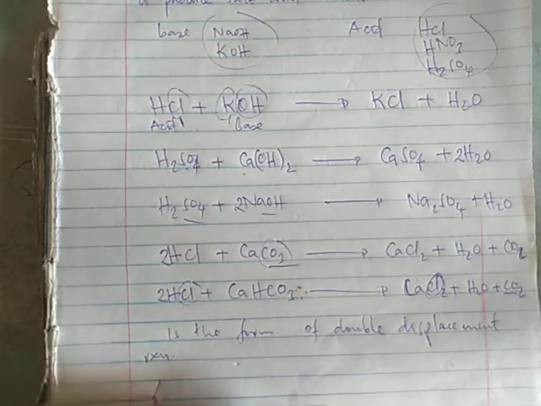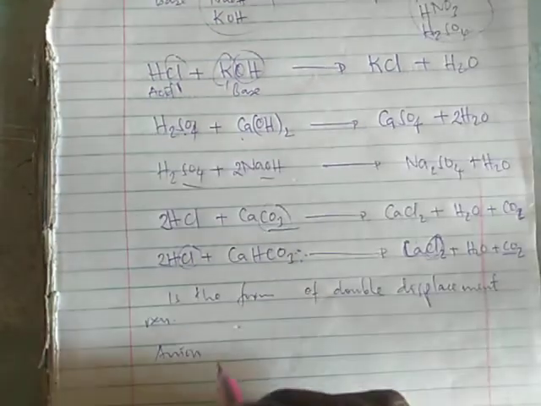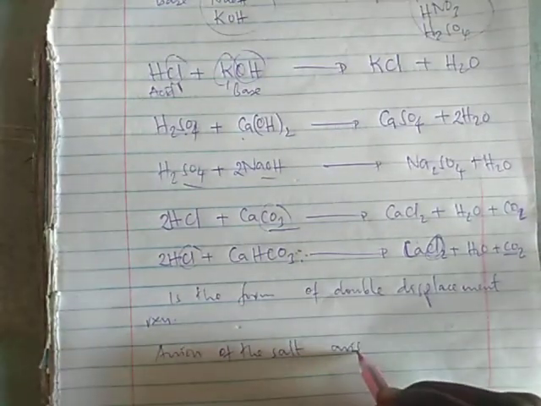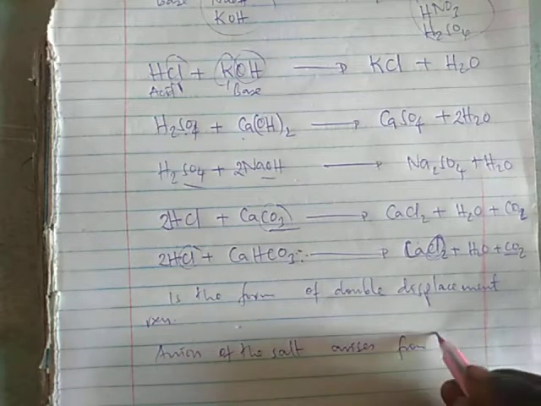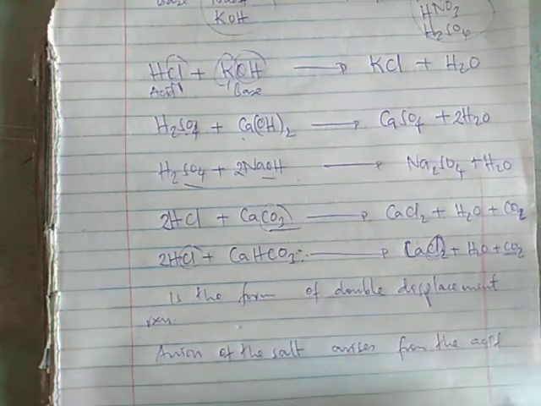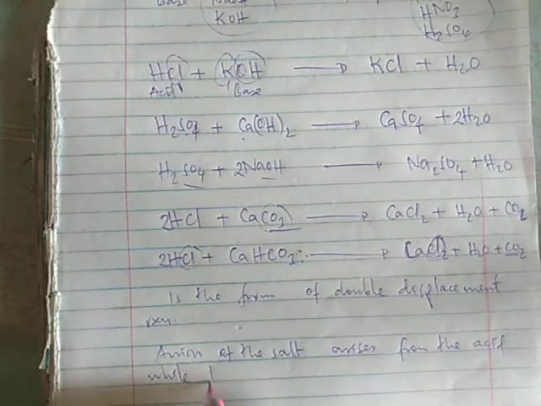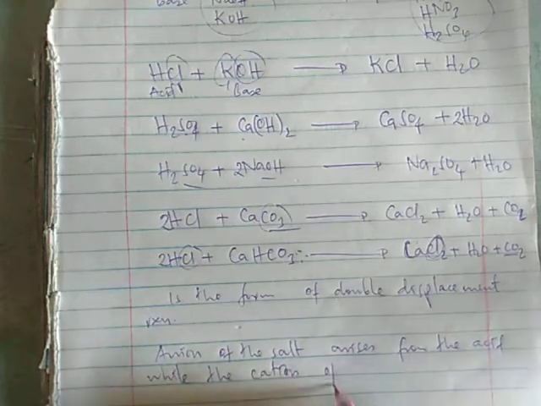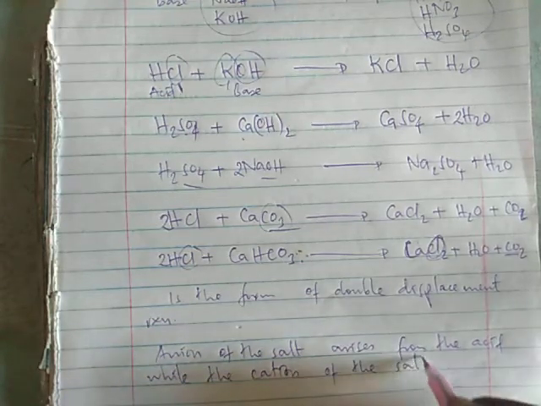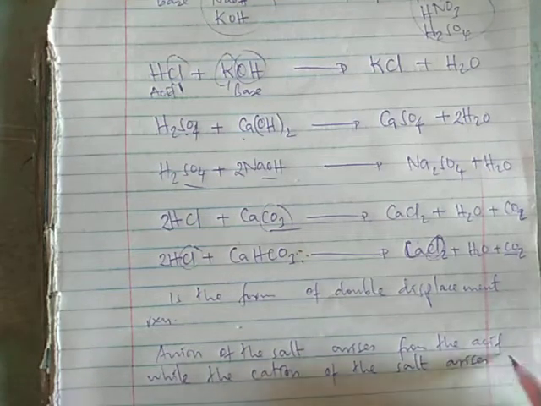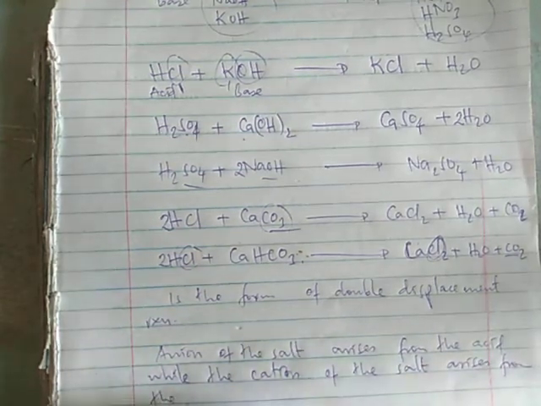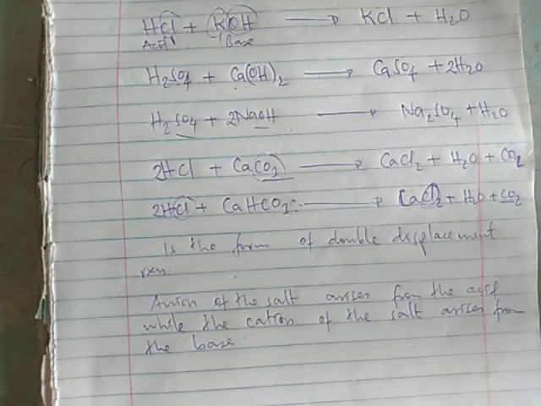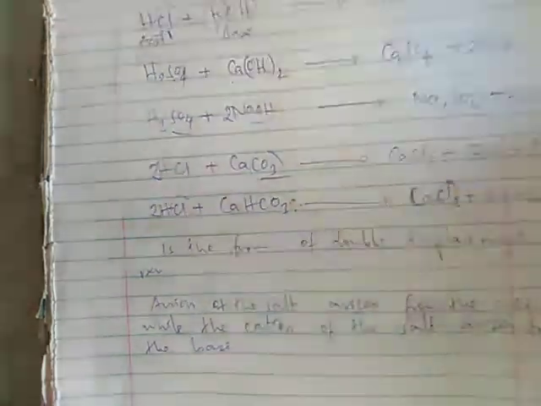Unaona, anion of the salt arises from the acid, while the cation of the salt arises from the base. That's the general way neutralization reaction tends to occur.